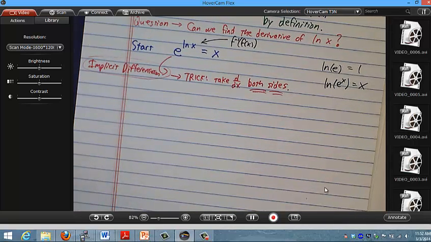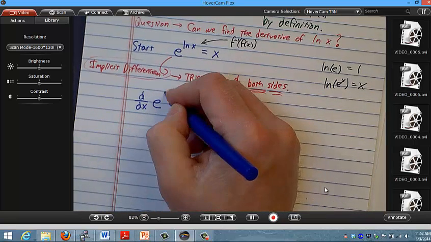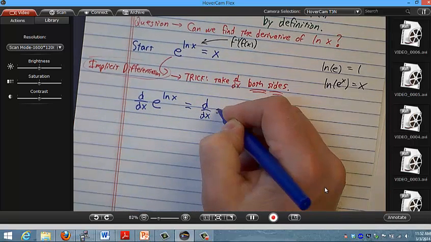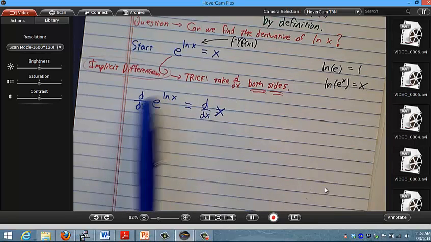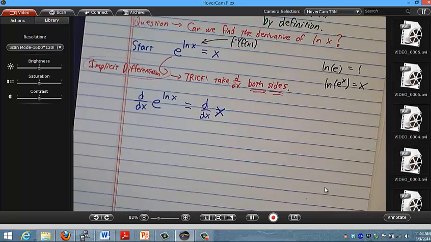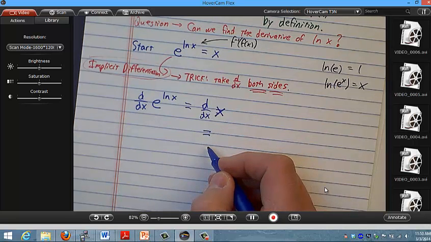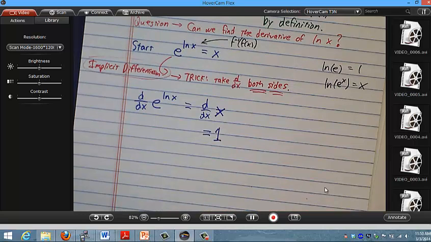All right, so here's what it says. d dx of e to the ln x is equal to d dx of x. Does it make sense that I might be able to do that to both sides? Okay. Well, what do you get on the right-hand side? What's the derivative of x? 1.